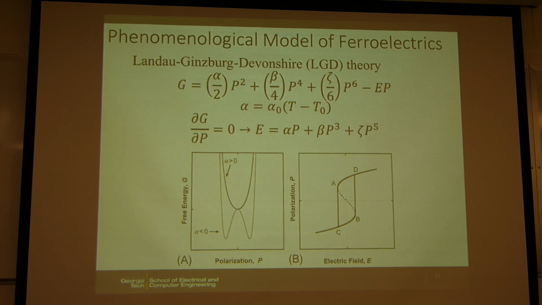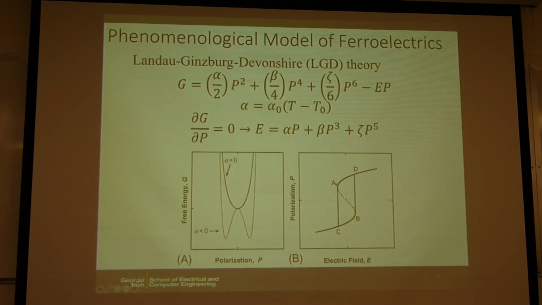Thank you. So this model is called Landau-Ginzburg-Devonshire theory. This is directly from thermodynamics. So you think about this energy G as a polynomial in P. And if alpha is less than 0, you will get this double-well energy landscape. If you take the derivative of G with respect to P and rewrite this, you get a relationship between electric field and polarization. If you plot this equation, you can get an S-shaped curve. And at first glance, you cannot get hysteresis.